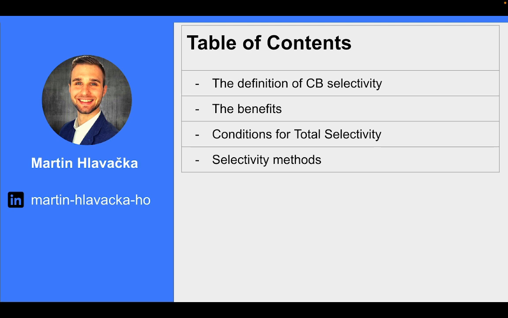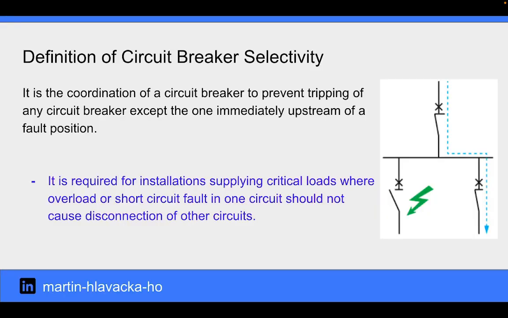Now let's get started. What is circuit breaker selectivity? We define it as the coordination of a circuit breaker to prevent tripping of any circuit breaker except the one immediately upstream of a fault position. It is required for installations supplying critical loads where overload or short circuit fault in one circuit should not cause disconnection of other circuits.